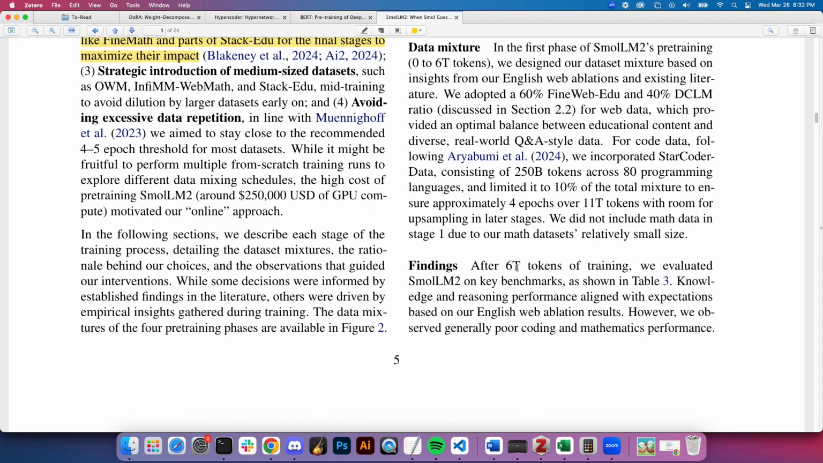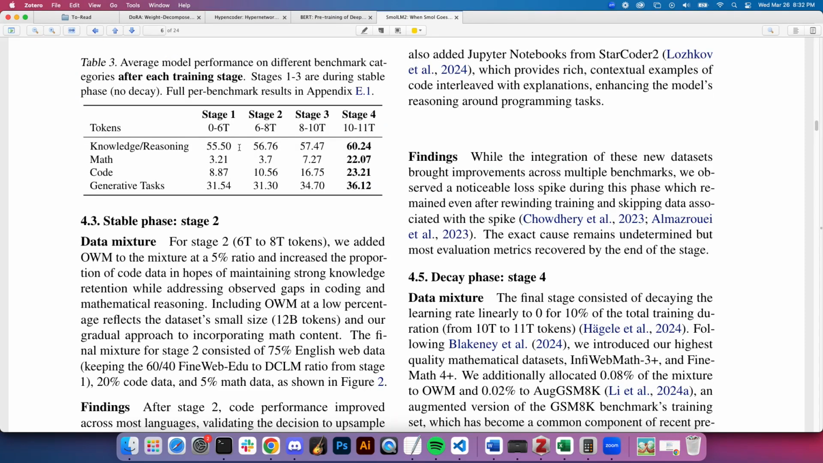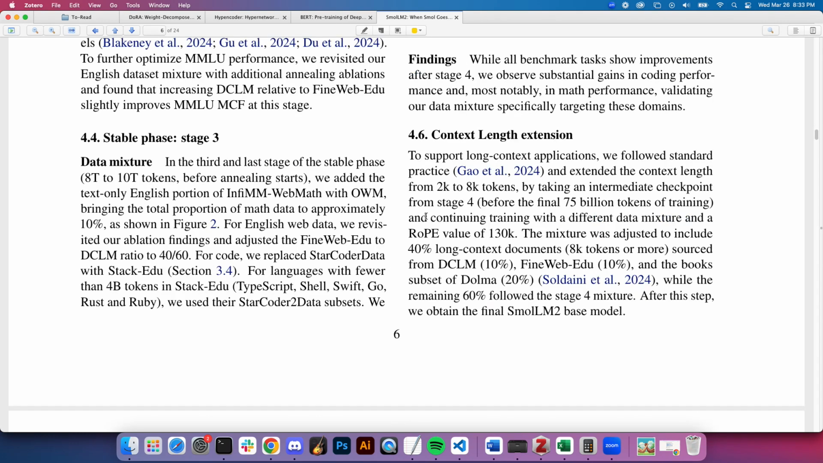All right, so after 6 trillion tokens, so here's stage 1, 2, 3, 4. Stage 4 is the best for each benchmark. I don't think anything stands out. Everything, well, I guess this stands out. The generative tasks decrease from stage 1 to stage 2, and then increase again from stage 3 to stage 4. So that's interesting.